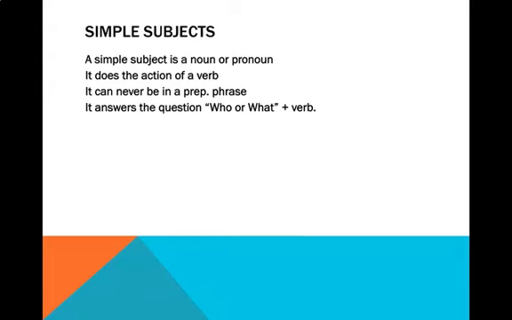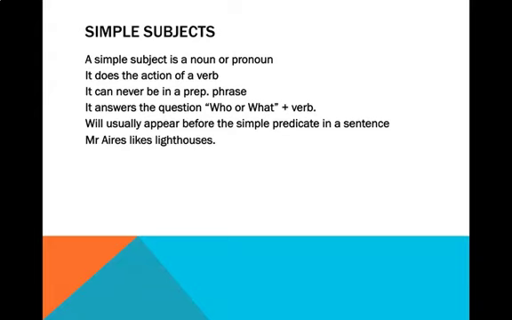So how you find a subject is you start with finding your verb. That's going to be my mantra for the entire semester. Find your verb. Then once you find your verb, you ask the question with, like say the verb is running, sorry. Who or what was running? Talking or talk. Who or what talked? Eat. Who or what ate? And usually the answer to that question is going to be your subject. It will usually appear before the simple predicate in a sentence, but not always.